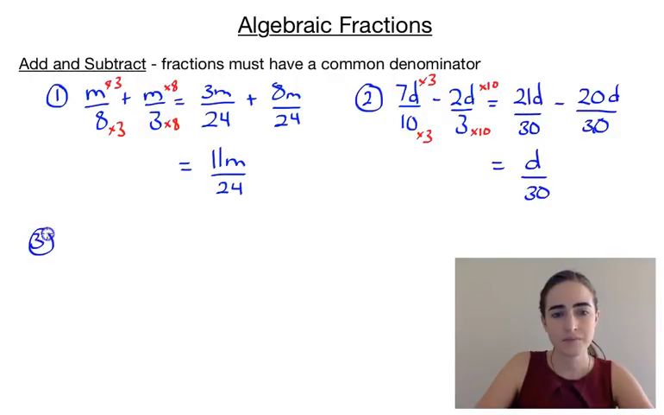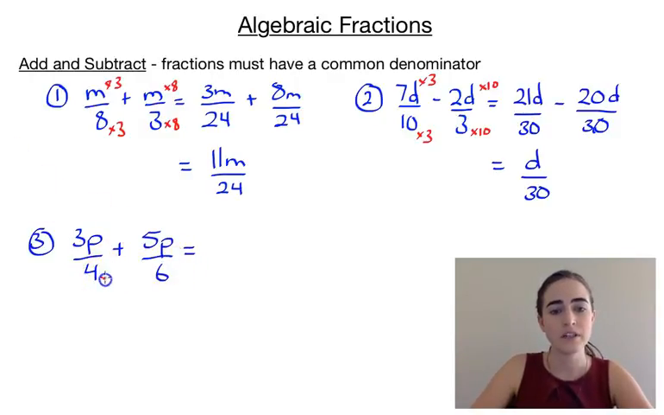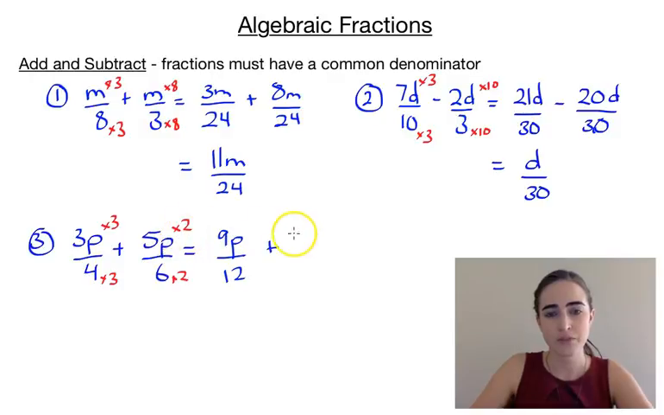All right, our last example, we have 3p over 4 plus 5p over 6. So the lowest common multiple of 4 and 6 will be 12. So this first fraction we'd have to multiply numerator and denominator by 3. And the second fraction we'd have to times them both by 2. So that's going to give us 3p times 3 will give us 9p over 12. Plus, and 5p times 2 is 10p, so we'll have 10p over 12. Adding those both together, we'd end up with 19p over 12. So that's adding and subtracting.